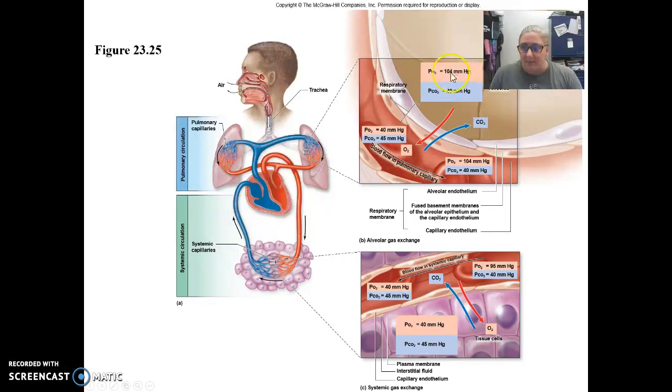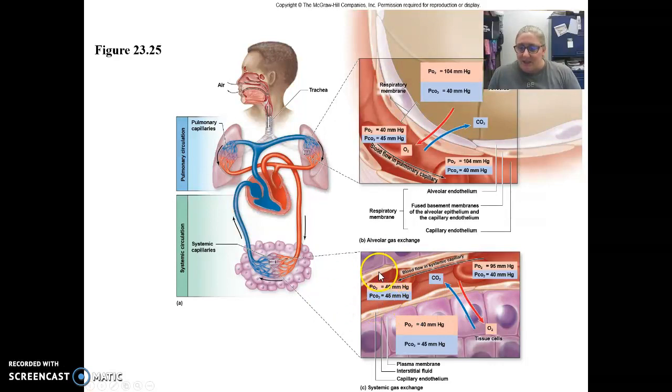millimeters of mercury. In the blood capillaries, we have a partial pressure of oxygen of about 40 millimeters of mercury. Oxygen is going to move down its pressure gradient from higher to lower concentration until it reaches about equilibrium. And carbon dioxide has a higher partial pressure in the blood than it does in the lungs, so it's going to move down its concentration gradient as well.